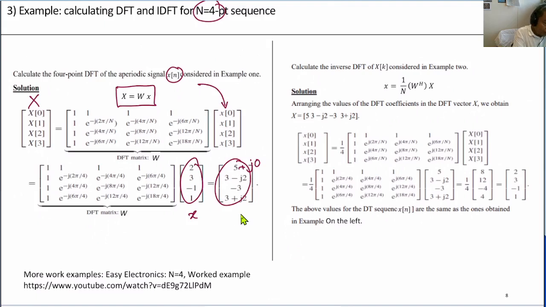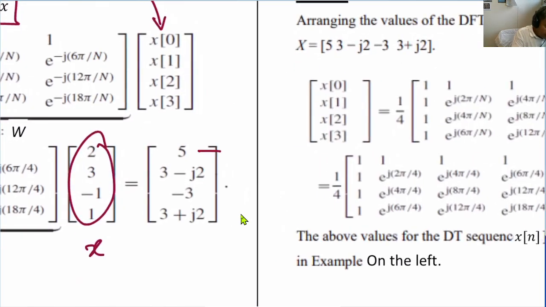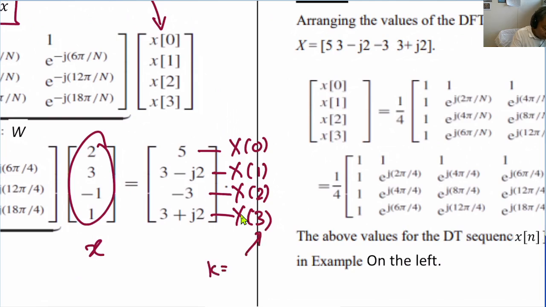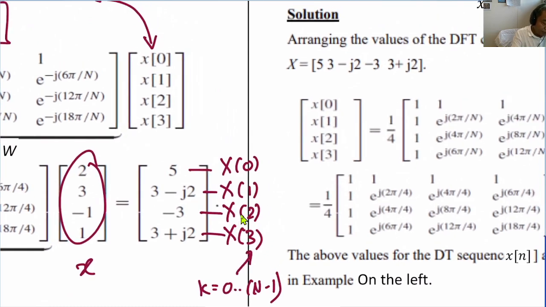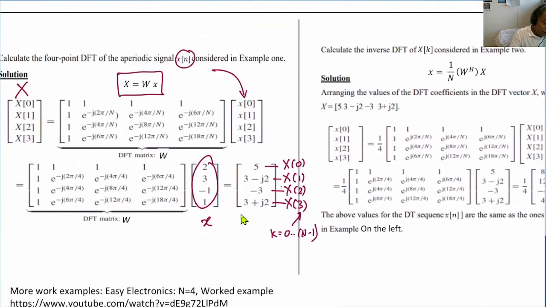That's it. And how do you interpret these coefficients? They are nothing but capital X0, capital X1, capital X2, and capital X3. Here we're talking about the index k from 0 to N minus 1. Then what about the inverse DFT?